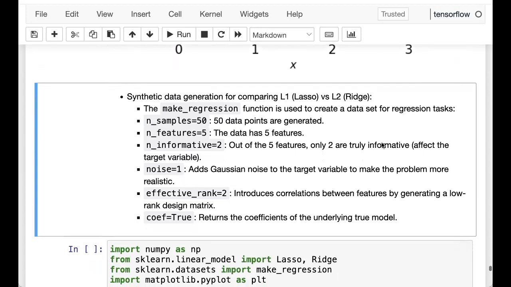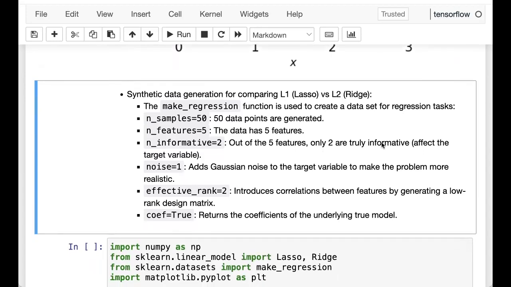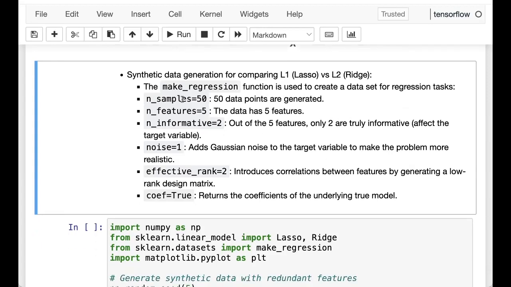Now, the other question that you may have is comparing L1 and L2 regularization. And remember, L1 is called Lasso and L2 is Ridge regression. To explain this in a very nice, intuitive way, we can use actually this function called make_regression, which is part of scikit-learn. And this is used to create synthetic regression problems.